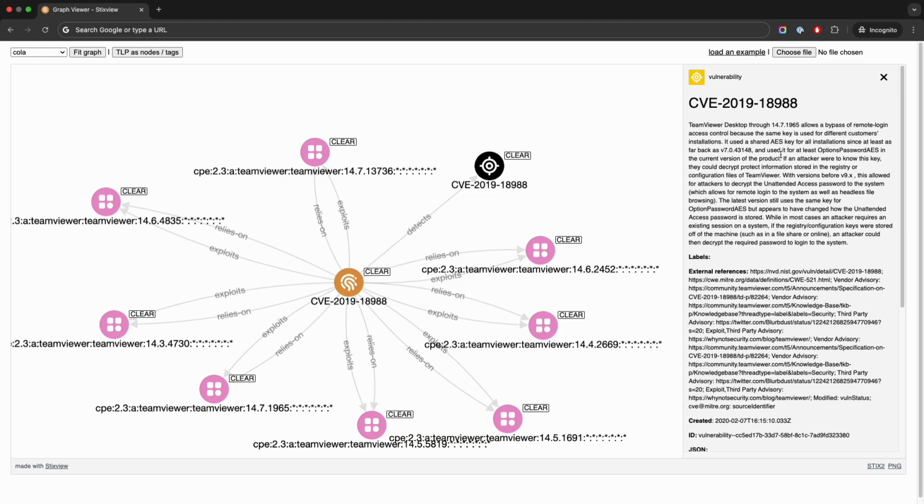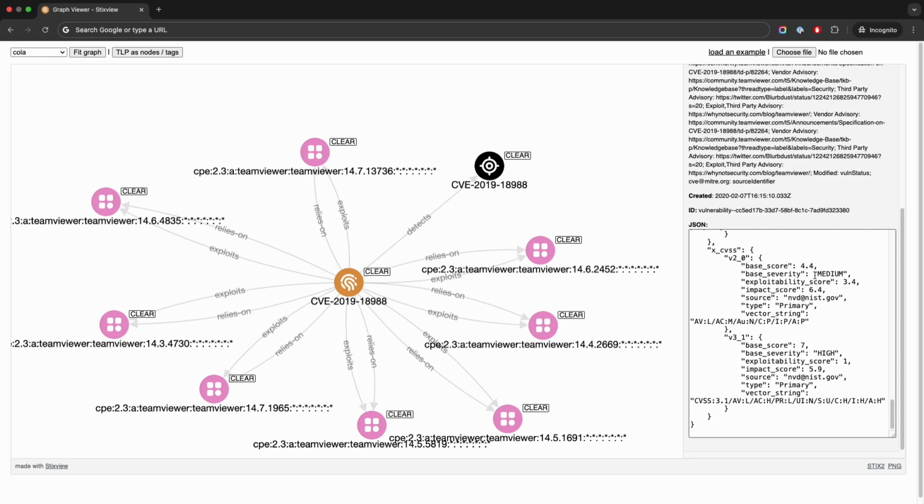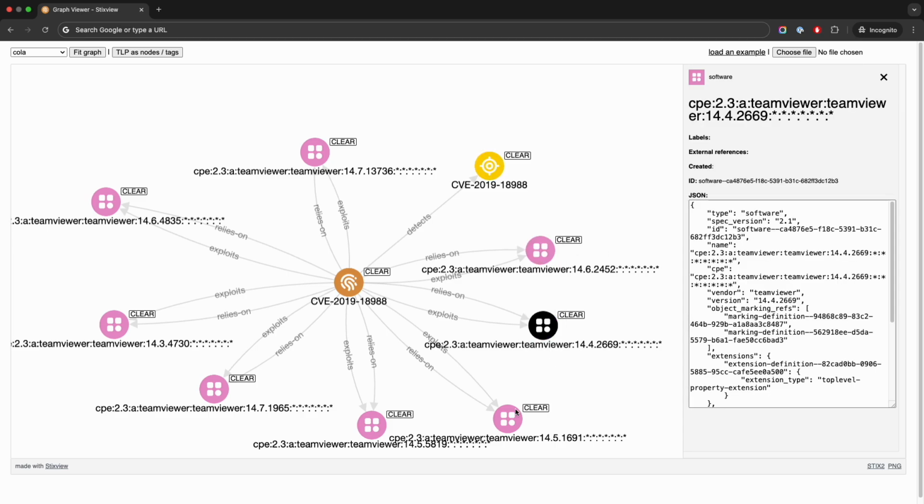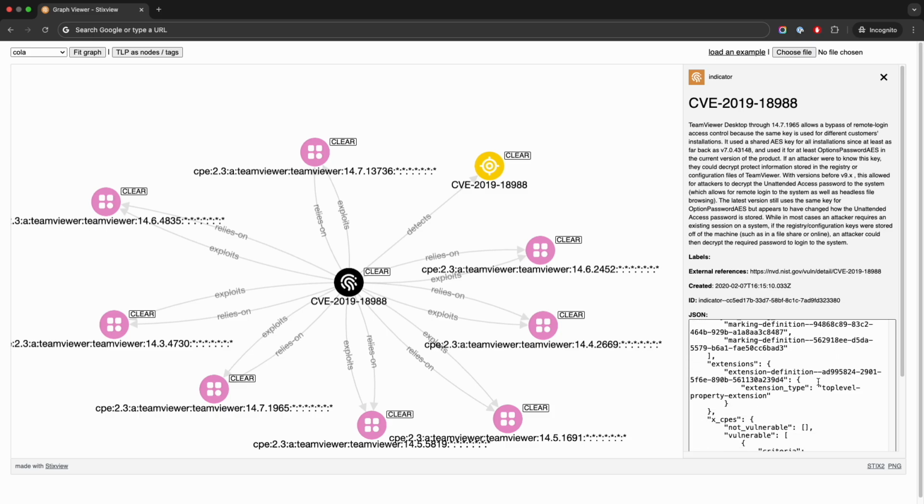2019-18988. You can see the vulnerability itself and all of the information reported in it, including CVSS scores, the products that are affected by it, and a detection. However, external intelligence sources provide a lot more information that is useful when analyzing vulnerabilities.